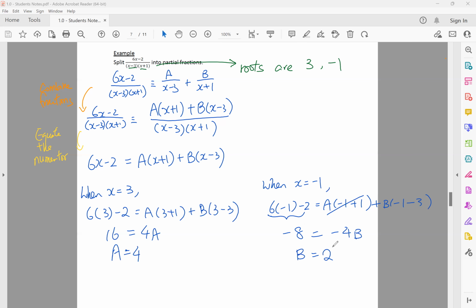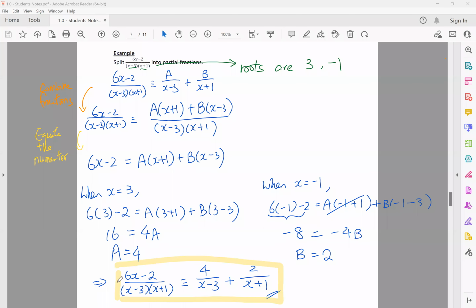So to wrap up the final answer, we're going to rewrite the whole fraction, 6x minus 2 over x minus 3, x plus 1, is equivalent to a over x minus 3. Your a is 4. Now, if your a is 4, you must follow the same denominator as you wrote in the beginning, over x minus 3, plus b is 2, 2 over x plus 1. And that's the final answer.